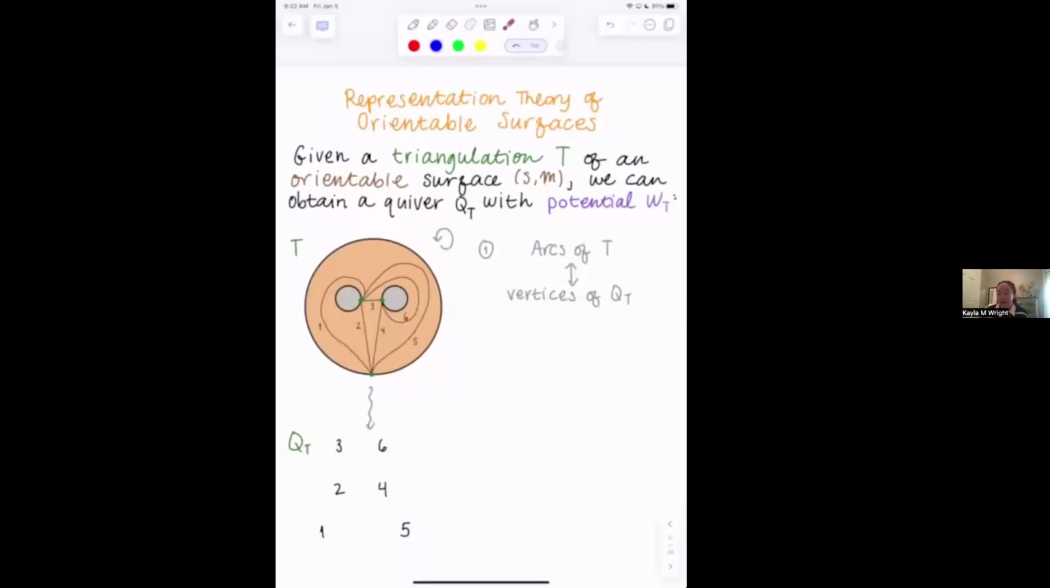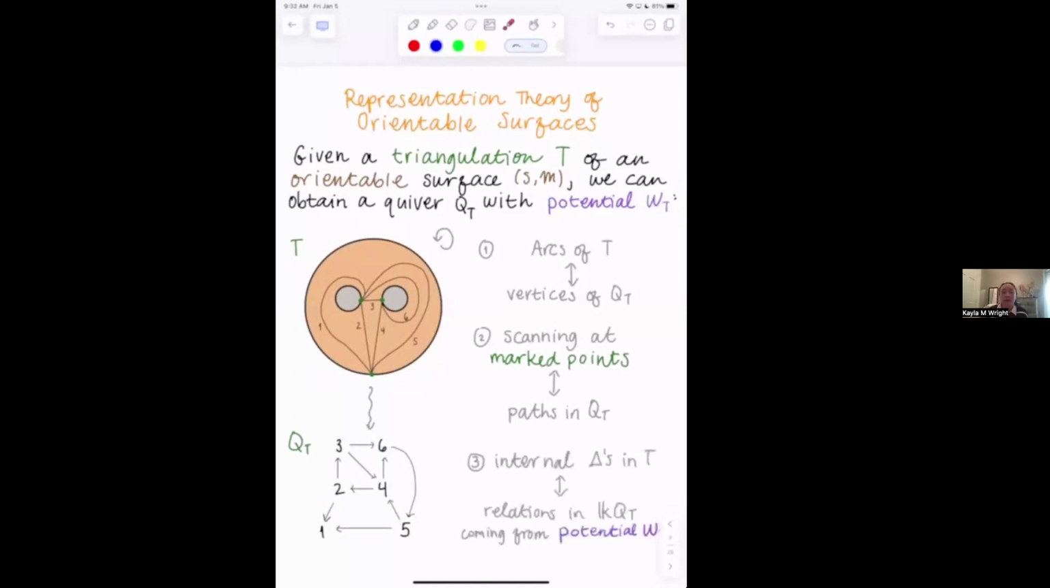If we want to get the arrows of the quiver, we can use the fixed orientation of the surface, scan at each marked point, and get paths in Q. For example, if we look at this bottom marked point, we can take the path that goes from 5 to 4 to 2 to 1. This is one of the ways that you can produce the arrows of the quiver. We can also get a potential on this quiver by looking at the internal triangles of the triangulation. This will end up giving the relations in the Jacobian algebra, which I'll define on the next slide.